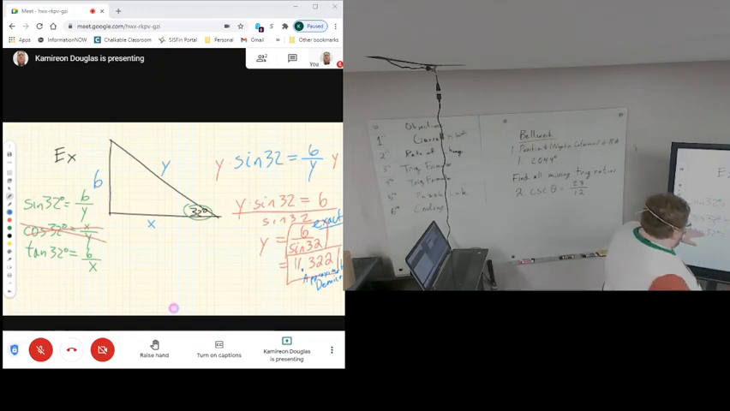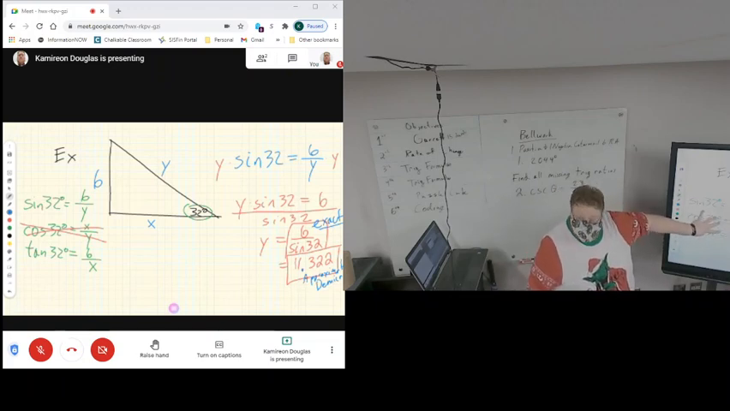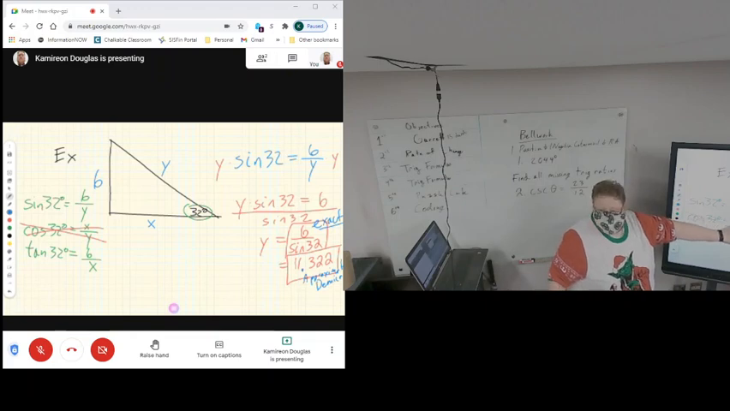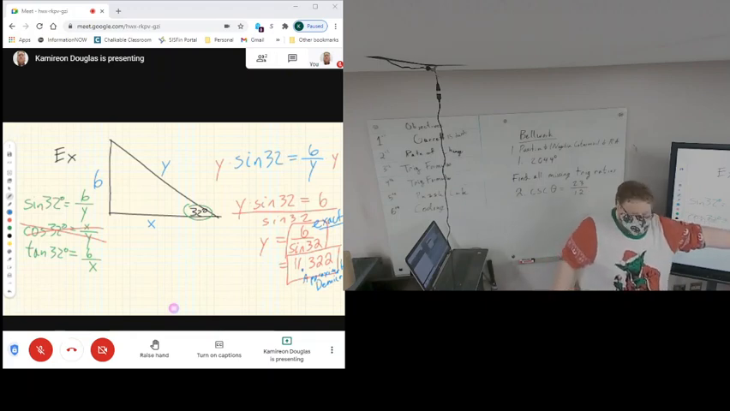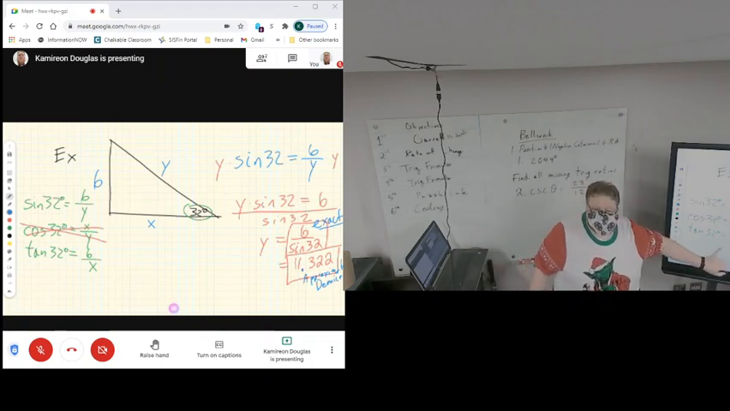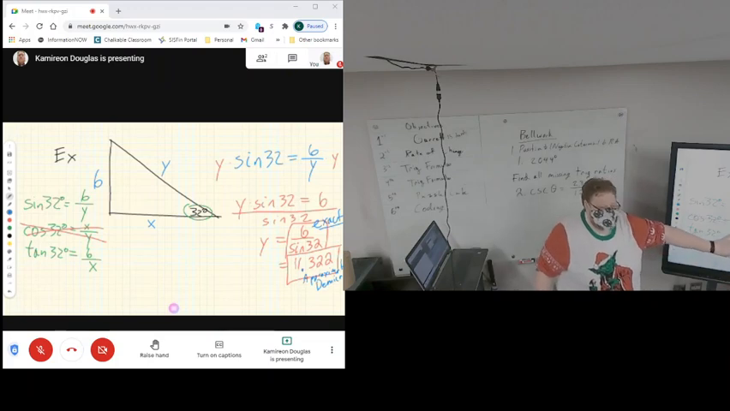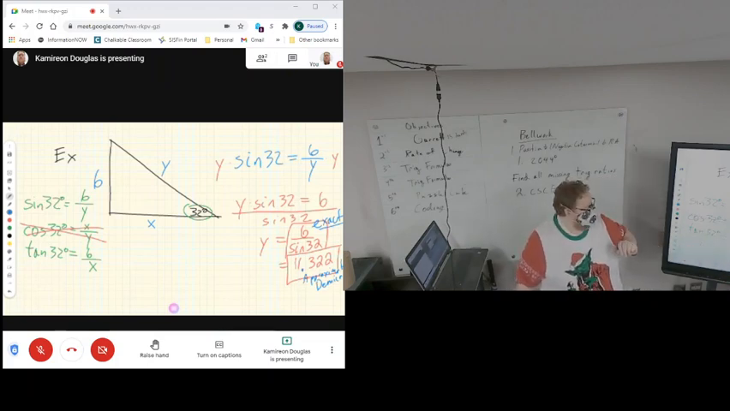Now, cosine. Now that I have y, I can actually use cosine, because cosine of 32, that's a number, equals x, which is unknown, divided by y, which is now a number. I could use cosine at this point. Or I can use tangent at this point, because tangent is already set up. Remember, sine of 32 is a number, 6 is a number, x is an unknown. I have one variable, two numbers, I could solve this.